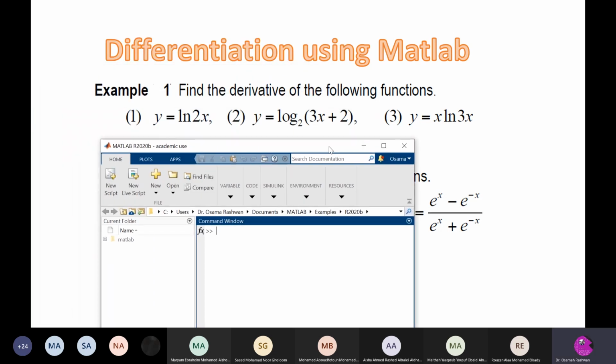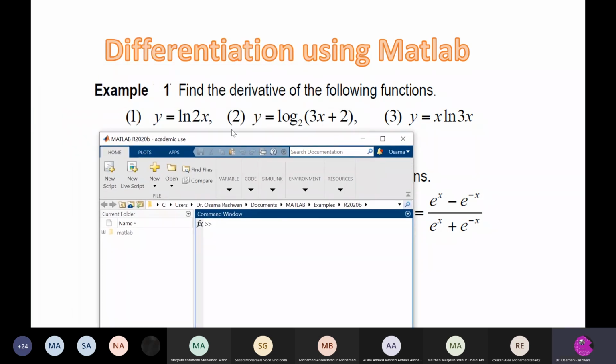How to solve this one using Matlab. How to differentiate, or find the first derivative of y equals ln 2x. First of all, for any software, you have to define the variable. What is a variable? It is x and y. You write syms x, define it, and put a semicolon just to stop it from taking any action. And then you define y.